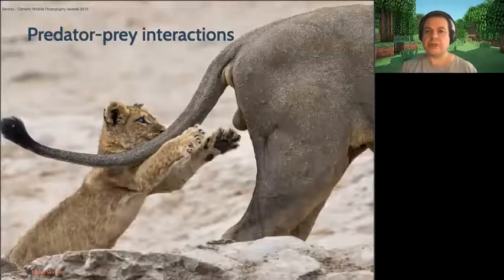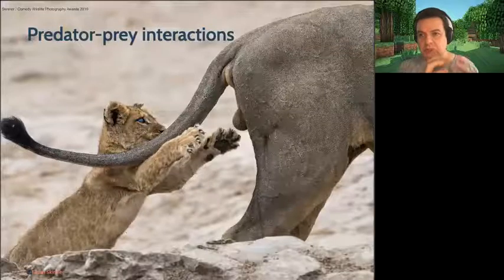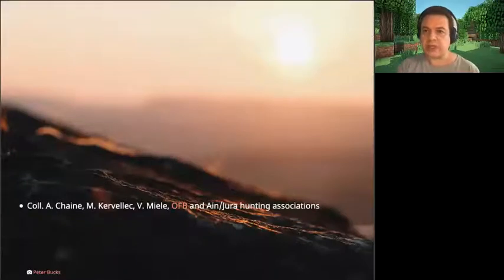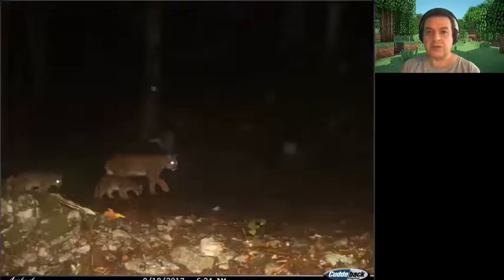I work on predator-prey relationships, which are interactions between species that drive large mammal communities. This is joint work with Anna Chen, Maëlys Kervelec, Vincent Miel, and colleagues from the French Office for Biodiversity, OFB, and game federations from Ain and Jura counties. They collect the data on species of interest with camera traps set up at strategic places on both sides of forest paths, for example, where species tend to pass, like on this picture where we have a lynx and its kittens.